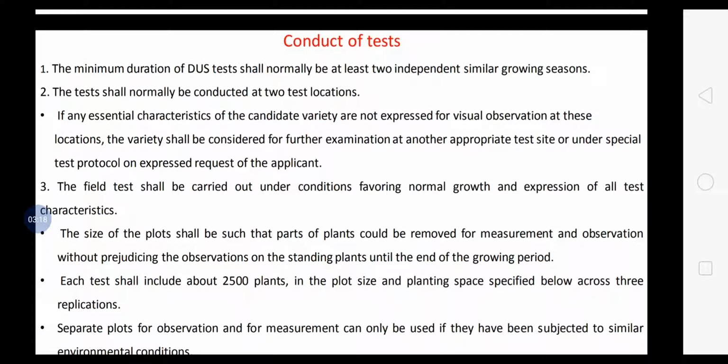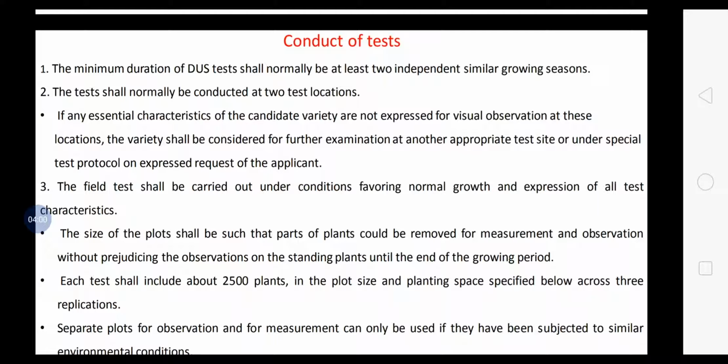If any essential characteristics of the candidate variety are not expressed for visual observations at these locations, the variety shall be considered for further examination at another appropriate test site or under special test protocol on expressed request of the applicant. The field test shall be carried out under conditions favoring normal growth and expression of all test characters. Size of the plots shall be such that parts of plants could be removed for measurements and observation without prejudicing the observations on the standing plants until the end of the growing period.